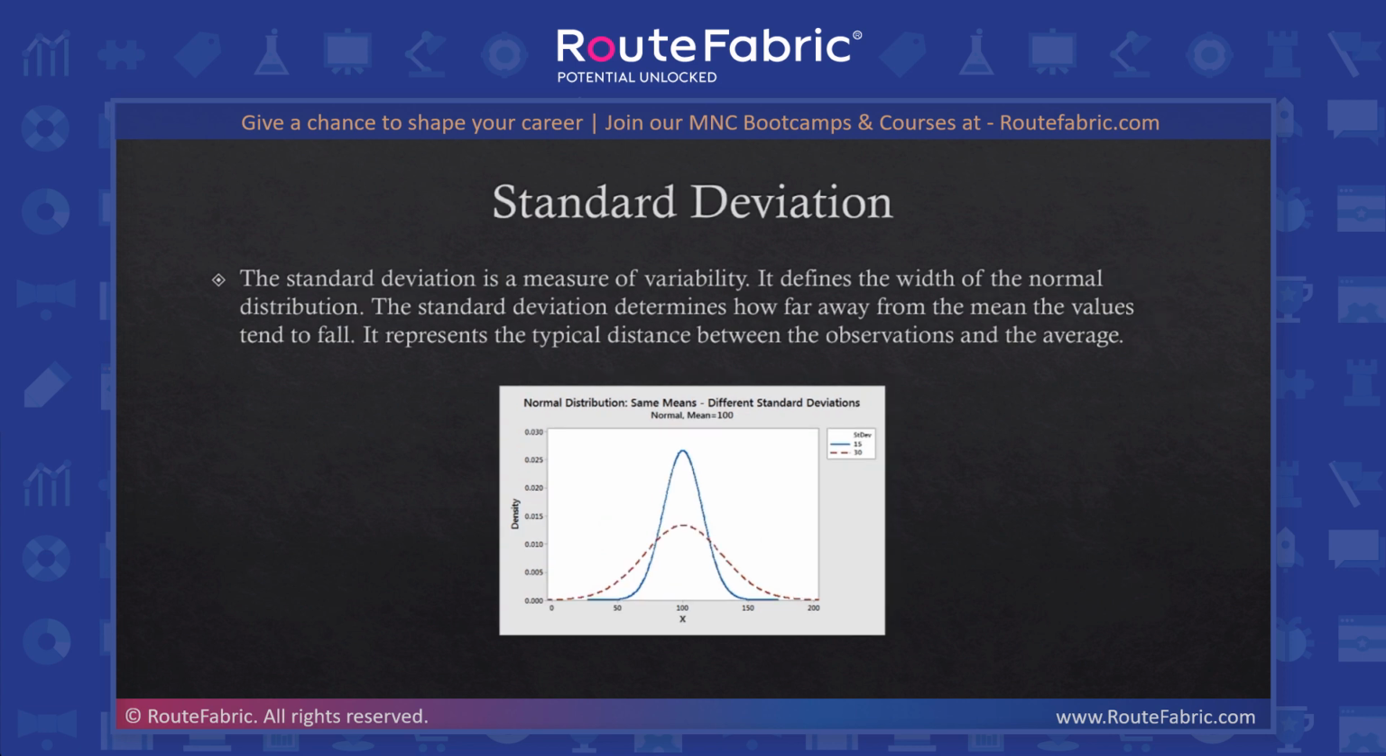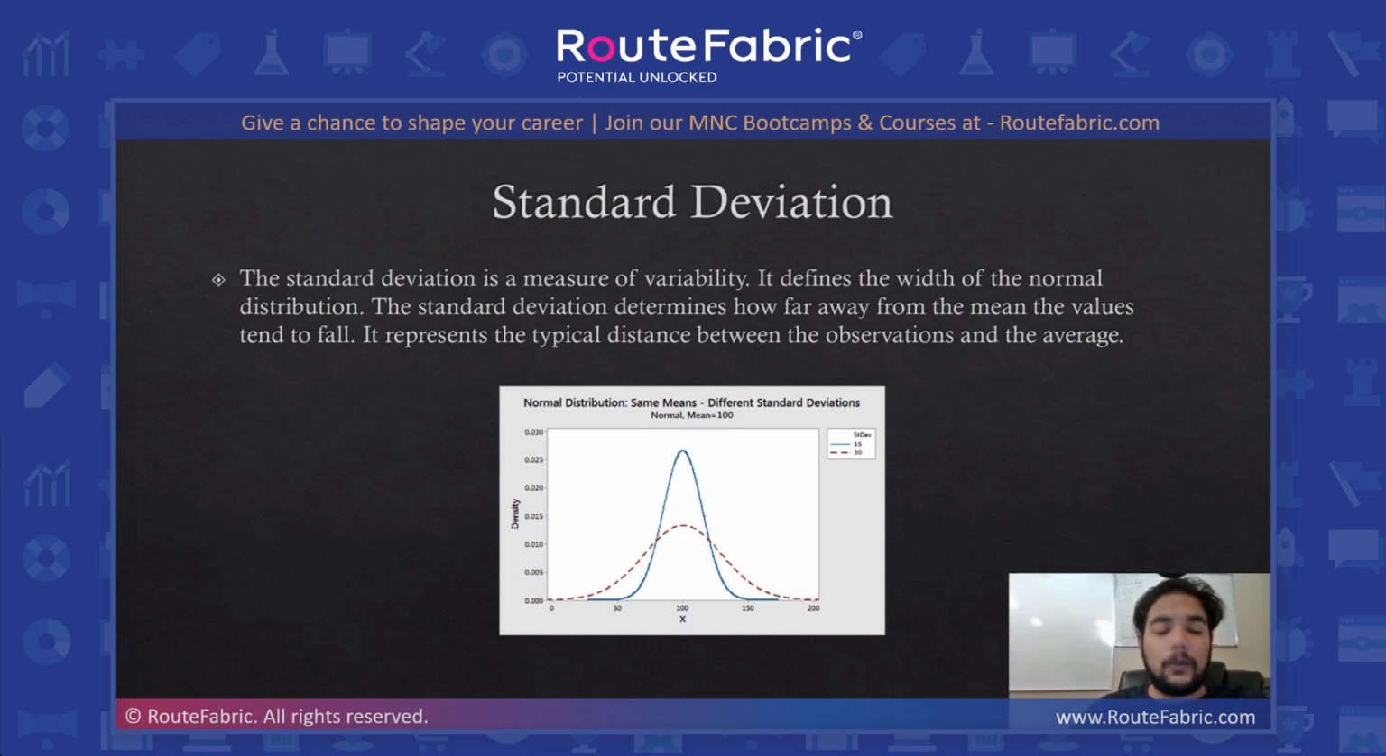Now let us see how standard deviation impacts normal distribution. As we know, standard deviation is a measure of variability. It defines the width of the normal distribution. If the standard deviation is increased, the peak of the normal distribution comes down. In other words, the width of the normal distribution increases. If the standard deviation is decreased, the width is shrunk and the peak goes up.